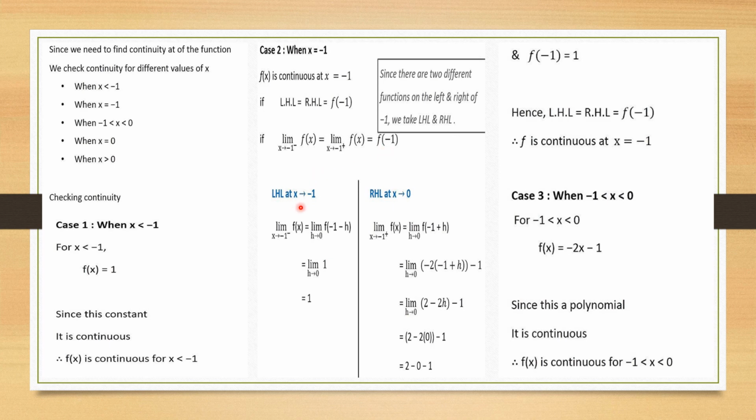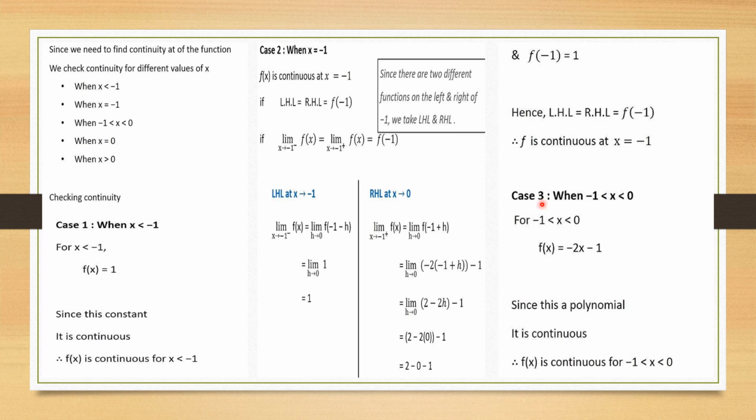So let us see the left limit at minus 1. As x approaches minus 1 from the negative side, x becomes minus 1 minus h, so it is again 1. For the right hand limit, x becomes minus 1 plus h, so put it in the function. I'll get minus 2 times this minus 1, so this becomes 2 minus 2h minus 1, and it turns out to be 2 minus 1, that is 1. And f of minus 1 is also 1. You see, all of them are the same. So the function is continuous at x equal to minus 1.